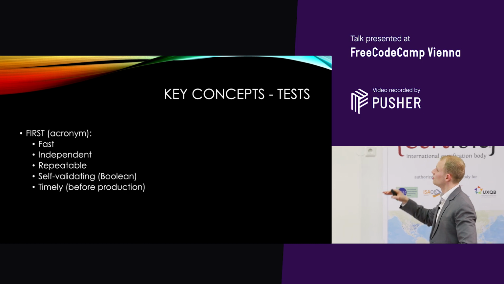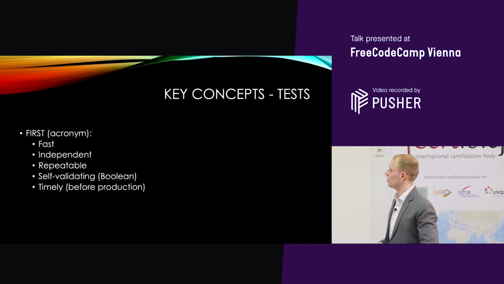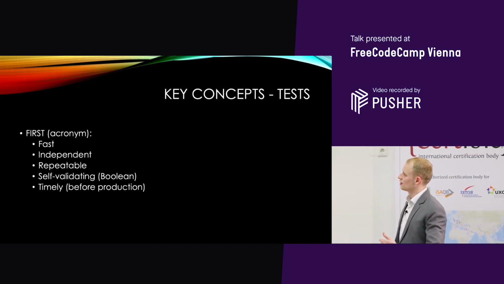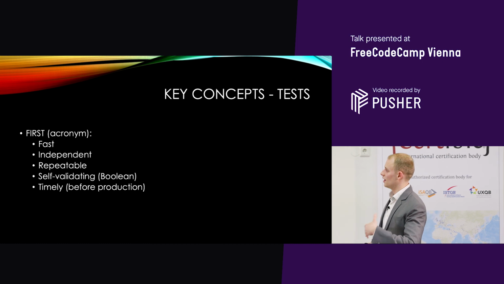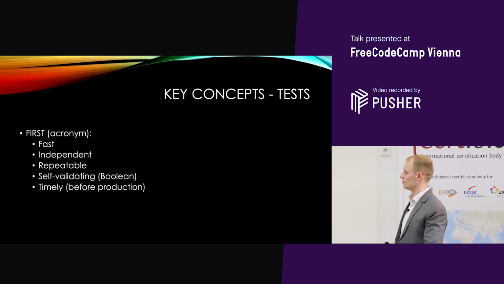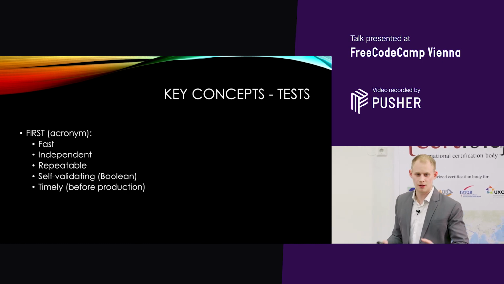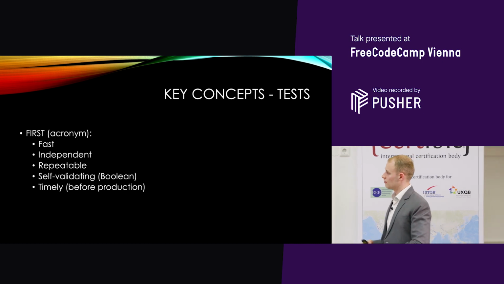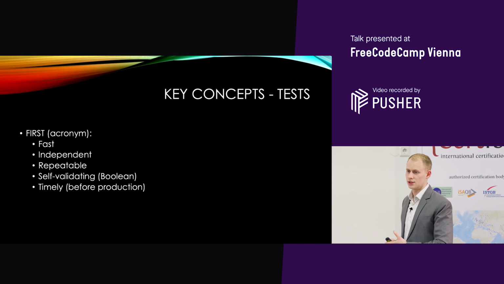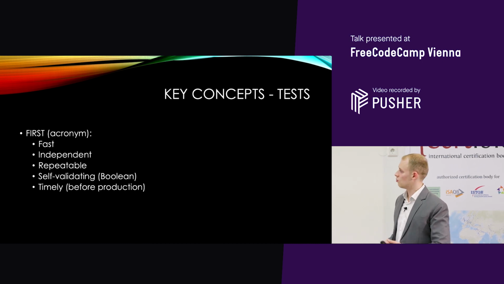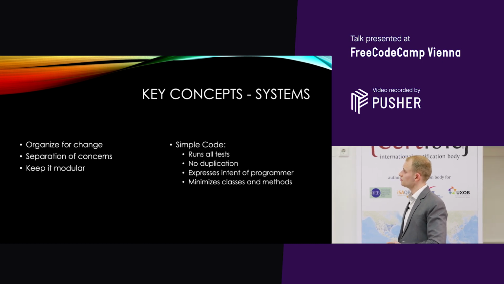I think I also put an acronym because they put it in the book as well, and I like it. Tests should be fast, independent, repeatable, self-validating, and timely. Because they are suggesting test-driven development, they should of course always be before production, but also just give a Boolean output. They should be fast and not depend on each other to work well. I think there's not much to say about that.